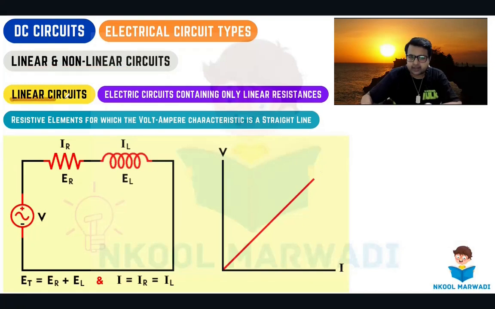So what are linear circuits? Electrical circuits containing only linear resistances, resistive elements for which the volt-ampere characteristic is a straight line. This is a very important property, a defining property of a linear circuit. We will call a circuit a linear circuit when the VI graph is a straight line.